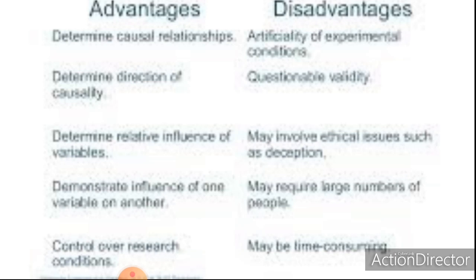Now, we can discuss the main disadvantages. Artificiality is the main disadvantage faced by an experiment. Sometimes an experiment becomes artificial. The next disadvantage is lack of validity. Then, it may face some critical issues. Then, it may require a large number of people. The next disadvantage is that an experiment may be time consuming. So, these are all about the advantages and disadvantages.